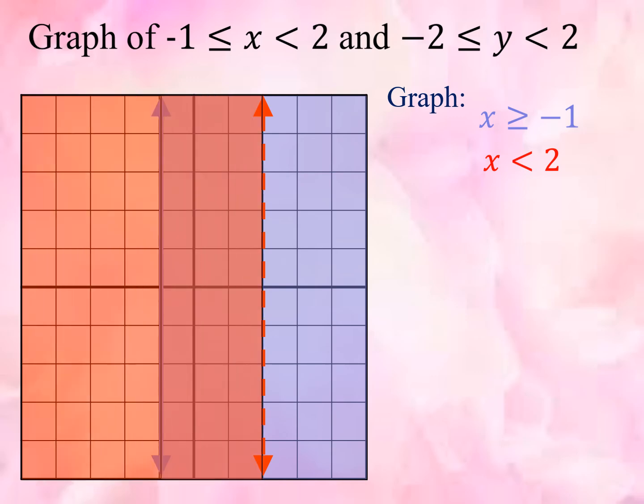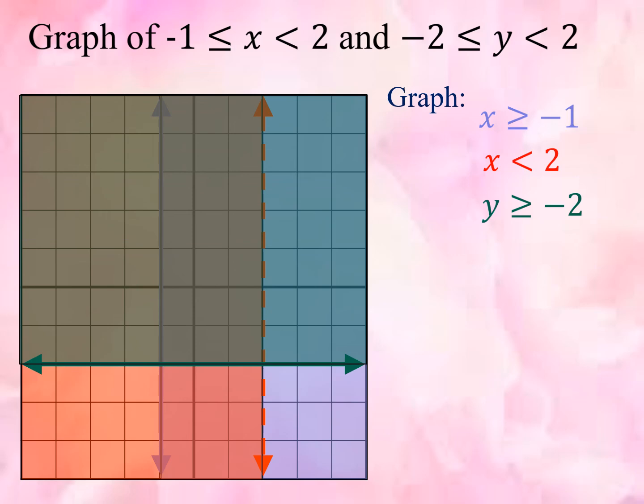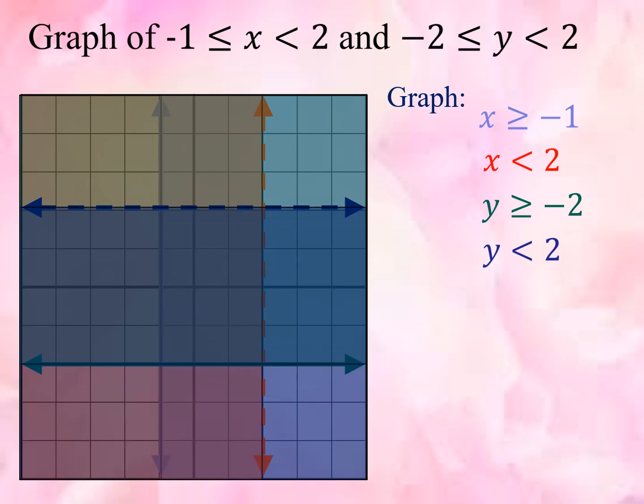Now let us have y is greater than or equal to -2. So first, we are going to locate y equals -2. And then we are going to draw a solid line. And the direction is going up. And then the last one, we are going to graph y is less than 2. So first, we are going to locate where y equals 2. And then we are going to draw a broken line, and the direction of the shading will go down.